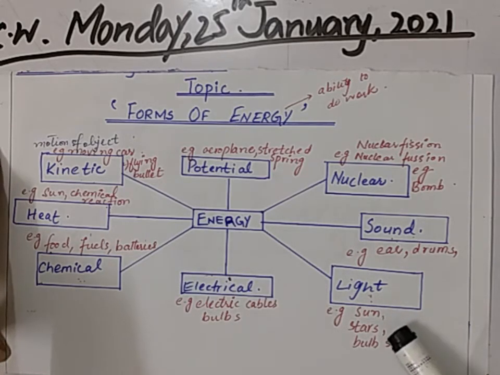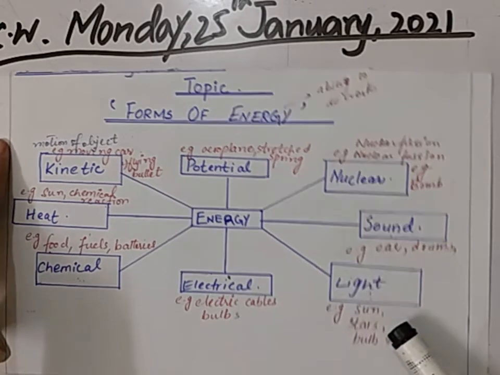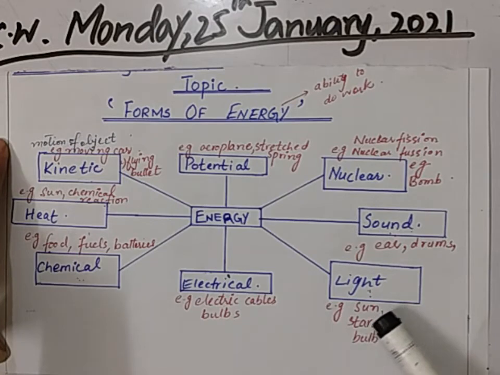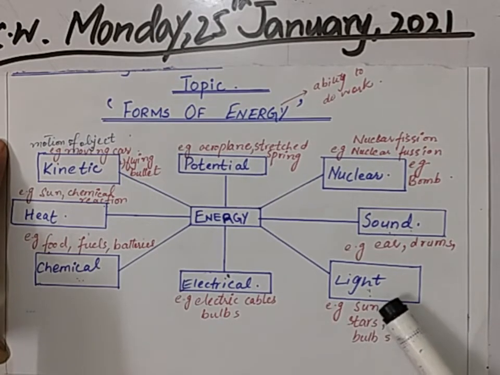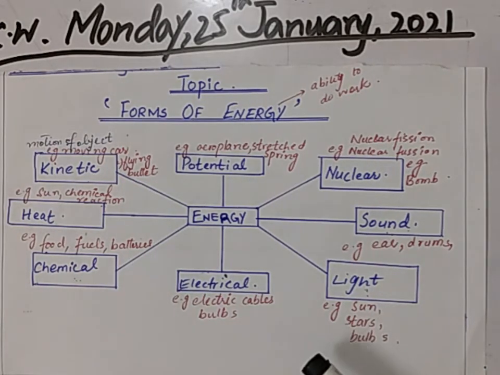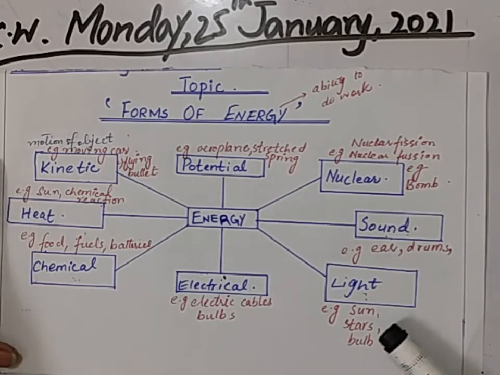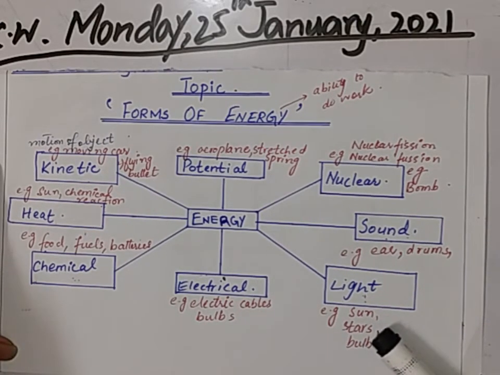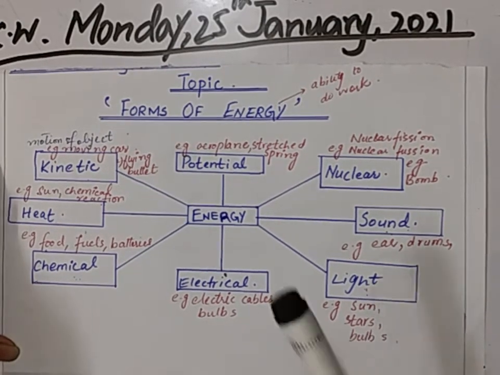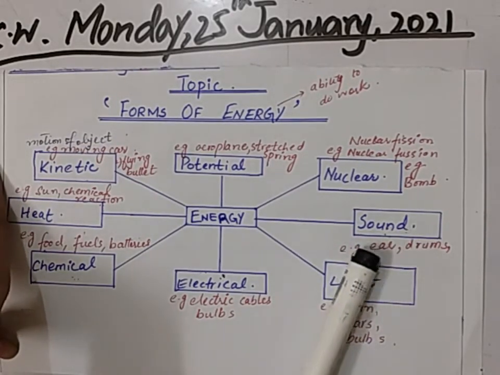Next energy is light energy. Students, light is the form of energy. It is needed for us to see things and for plants to make food. The example written over here is the sun. The sun is the major source of light and heat energy, so we write the sun. Next one is stars. As you know, stars also give us light. Bulbs. Next one is sound energy.